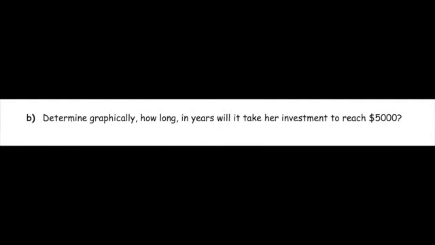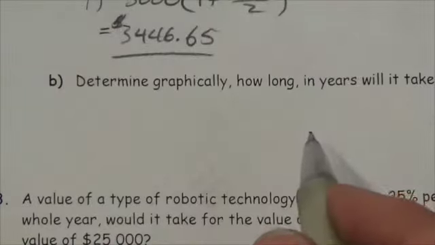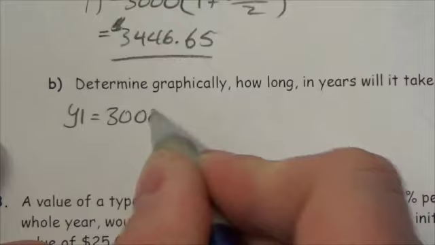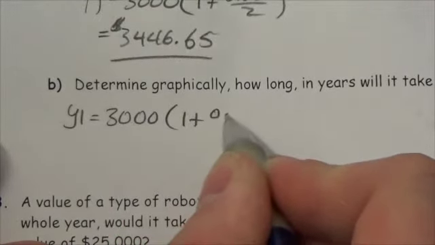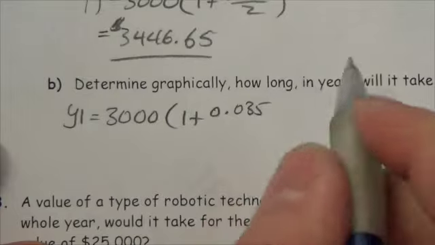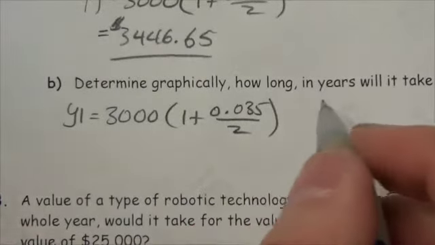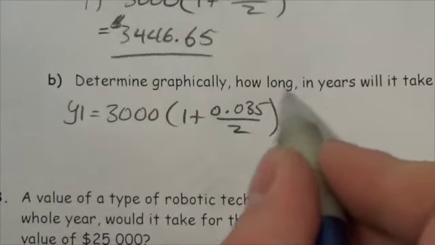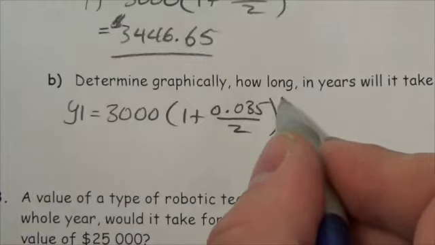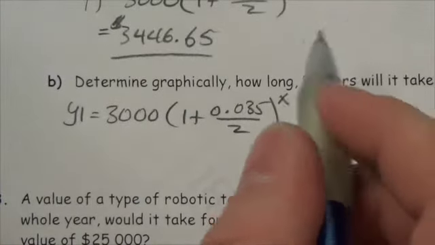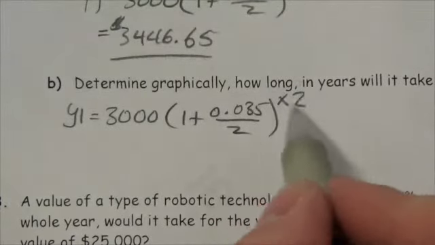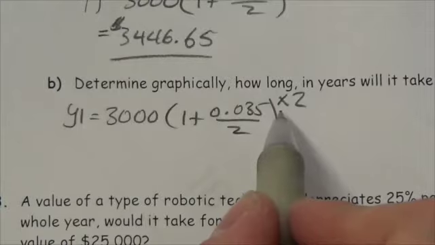Determine graphically how long in years it will take her investment to reach $5,000. Okay, so first what I'm going to do is enter in my function here. So first of all, 3,000 times 1 plus 0.035 over 2. Now, I want to know how long in years it will take. Well, my exponent here has to be in compounding periods. So if I let x be the number of years, then I've got to multiply x by 2 so that this is the number of compounding periods, but x is the number of years. Okay?